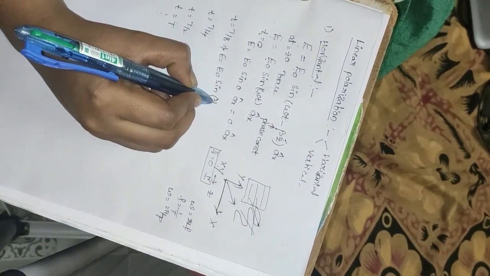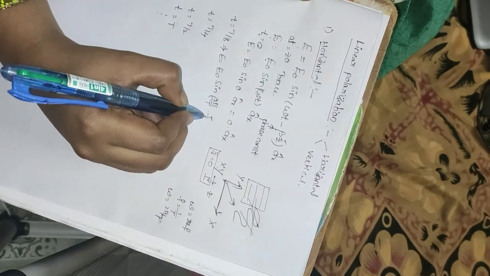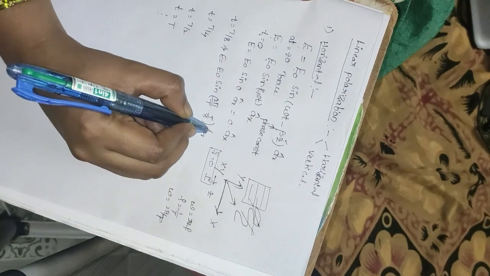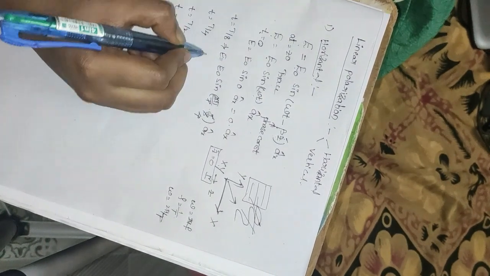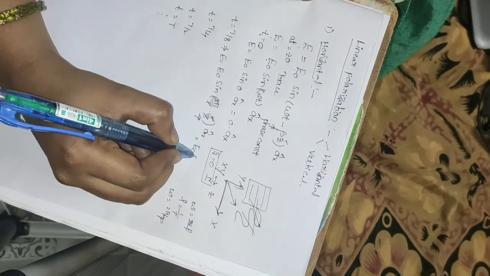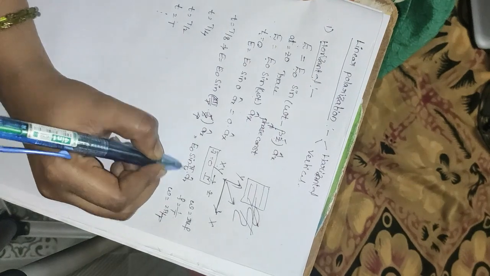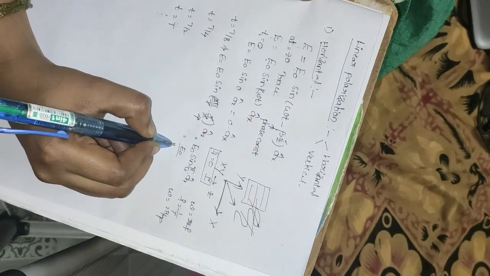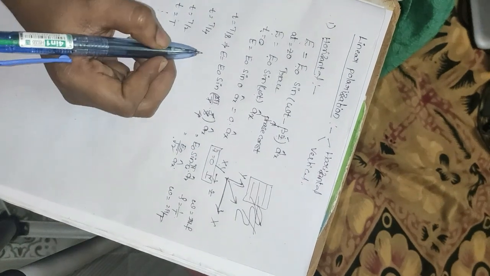So sine of omega, that is 2 pi by T, into t equals T by 8, into ax cap. T will get cancelled, 2 by 8 becomes 1 by 4. So it will become E naught sine pi by 4 into ax cap, which is equal to E naught divided by root 2 into ax cap. This is the magnitude at t equals T by 8.